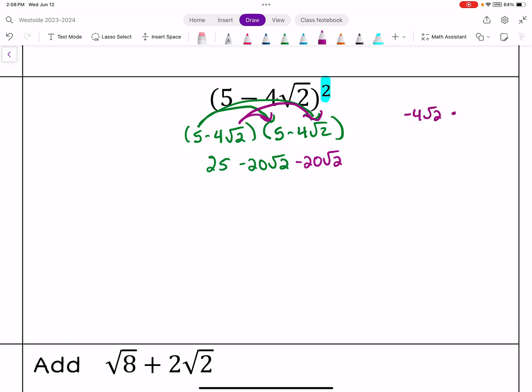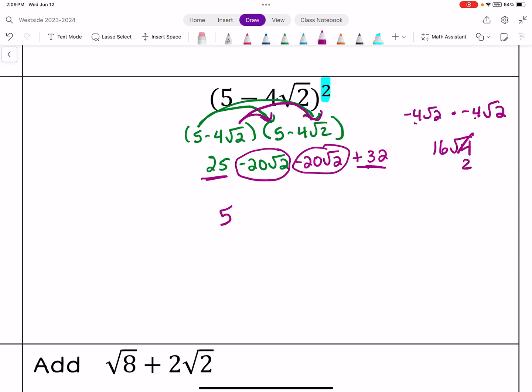If you need to, you could go ahead and write that out to help you out. So negative 4 times negative 4 is positive 16. 2 times 2 is radical 2, or radical 4, I'm sorry. This becomes a 2, so altogether this whole thing would become a 32. So I'm going to go ahead, put together my numbers, and put together my square roots of 2. So 25 plus 32 makes 57, and then minus 40 square root of 2 for that final answer.